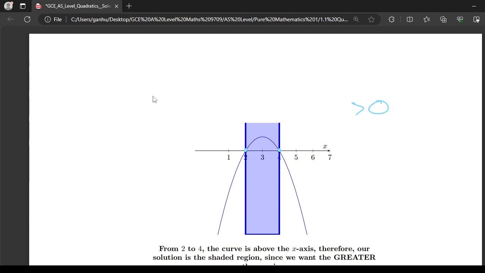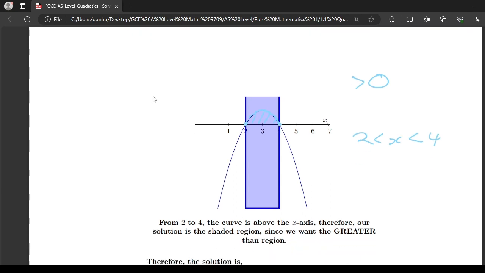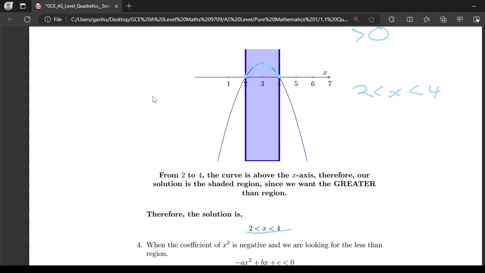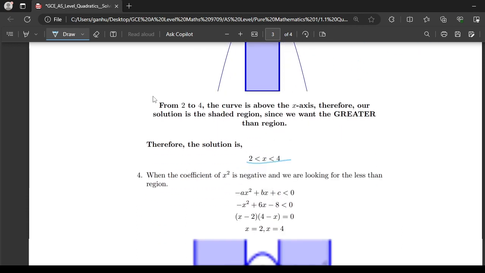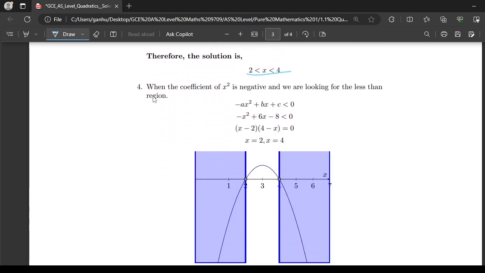So that means we want the region where the curve is above the x-axis. So that's this part that we want. That's the region from 2 to 4. X is between 2 and 4, as shown here.